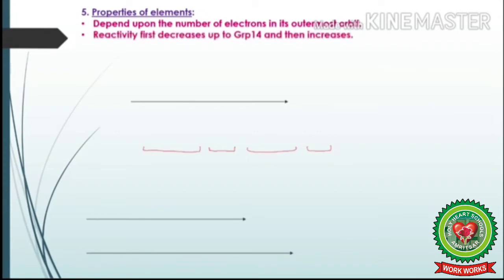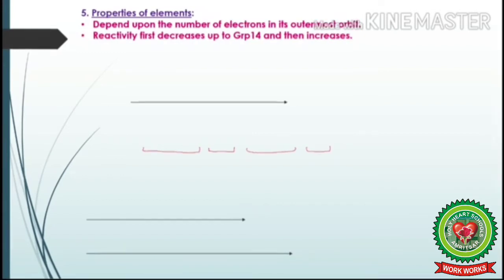Next is the properties of elements. The properties of elements depend upon the number of electrons in the outermost shell. Therefore, reactivity first decreases up to group 14 and then increases, because the valency first increases from 1 to 4 and then decreases back to 1 when we move along a period.